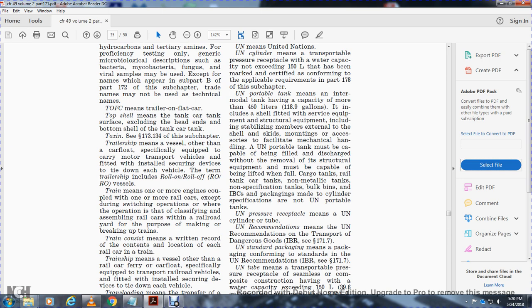Train consist means the written record of the contents and location of each rail car within the train. Transportation means a vessel other than a rail car ferry or car float specifically equipped with transportation railroad vehicles that are fitted with an installed screwing device for tie down of each of the vehicles.